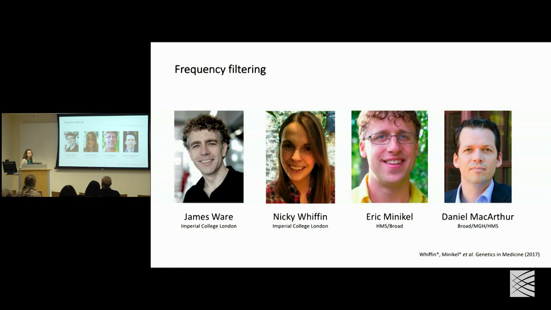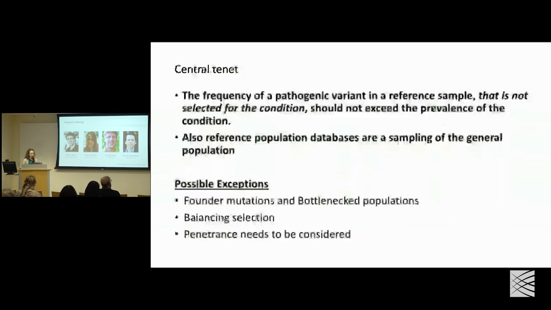They're at Imperial College London, but they have both spent a lot of time working with us here at the Broad also. And then also Eric Minnickel, who was in Daniel MacArthur's lab and now is a graduate student at the Broad working on prion disease. Okay, so this is published in Genetics in Medicine. I'm going to go over it at a higher level and also how you use it.